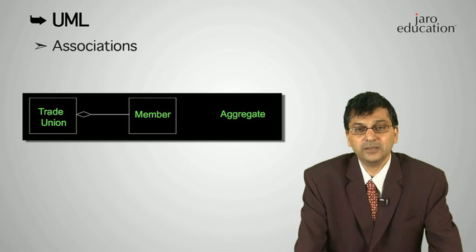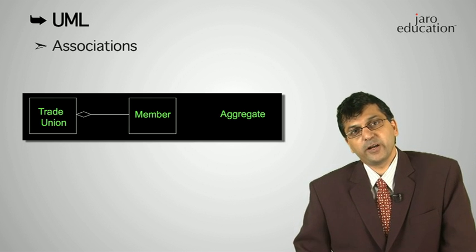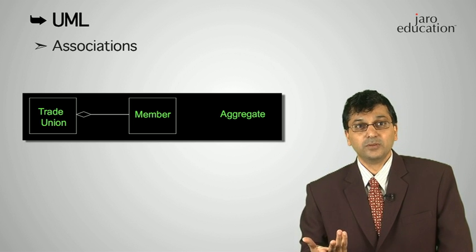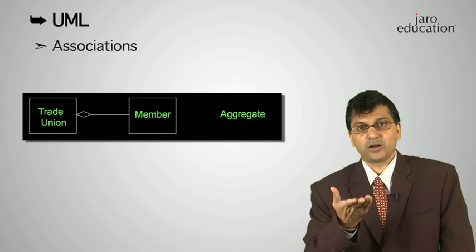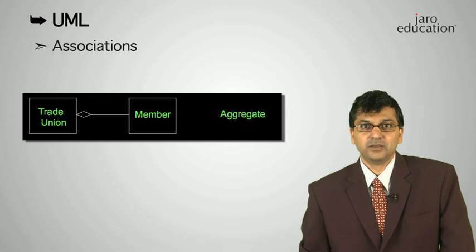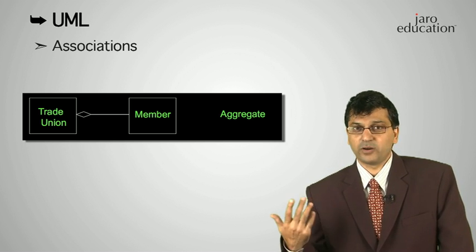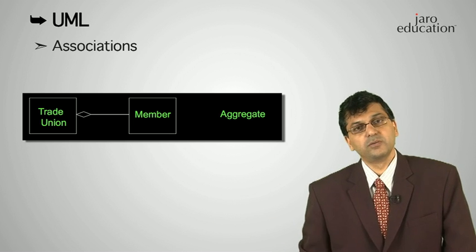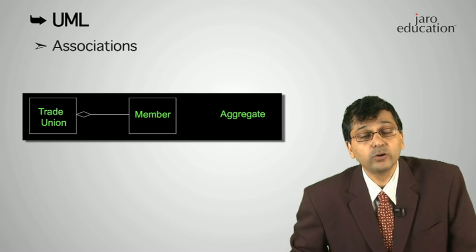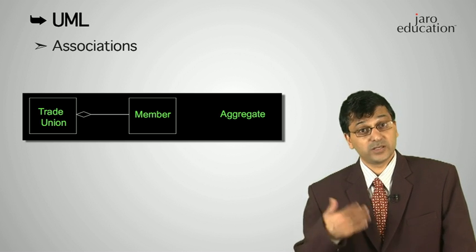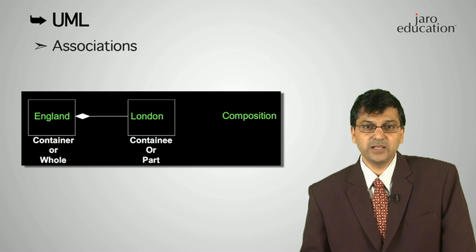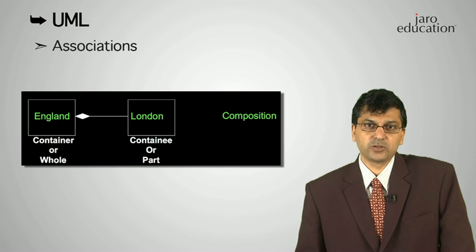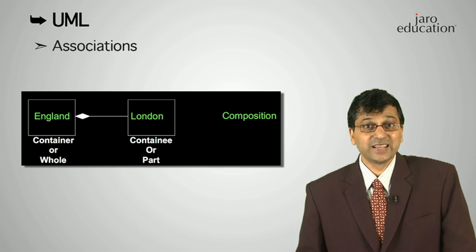For example, in this case, the member is part of a trade union. But if a trade union does not exist, does not mean the member dies. No, the trade union dissolves, or the member leaves the company and joins some other organization or another factory or another company or whatever it is. So trade union exists on its own, and the member has his own identity which can live without being part of the trade union. So it's an aggregate. Composition basically means if the whole is destroyed, the part is also destroyed. If there is no England, there is no London.